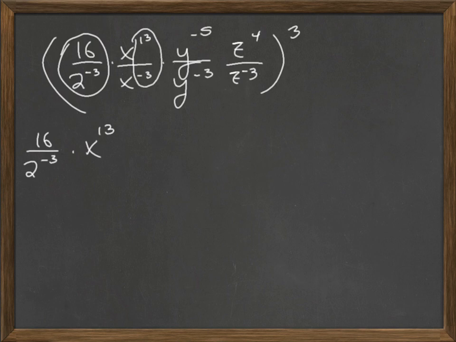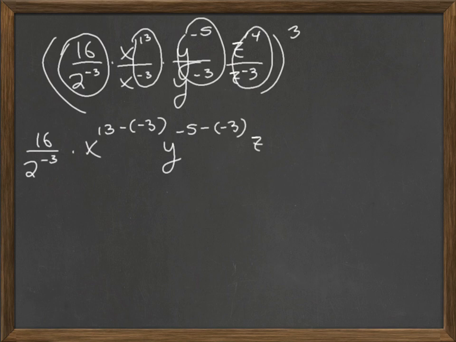So do we have 13 minus 3? Is that right? No, we have 13 minus negative 3. Okay, same thing here. We have negative 5 minus negative 3. Be careful with those numbers, right? Then we have 4 minus negative 3. Okay, so be super, super careful with that.